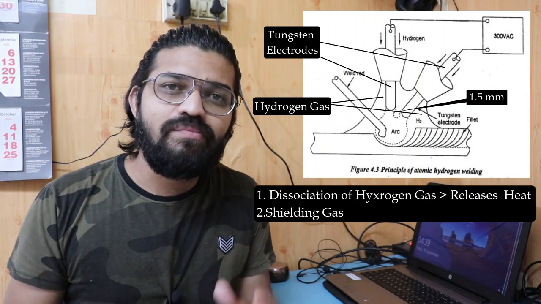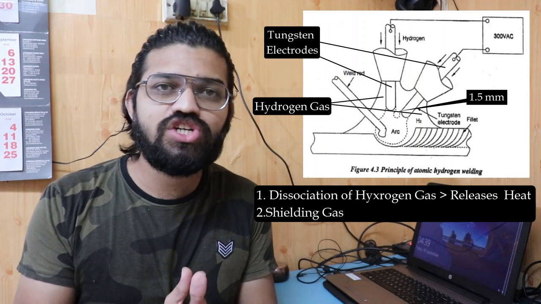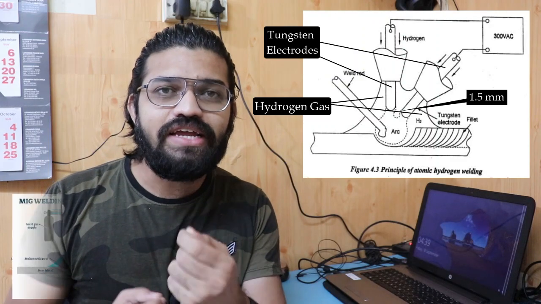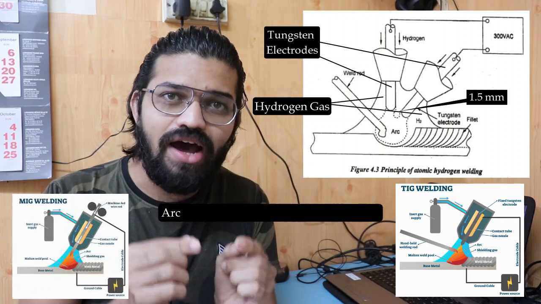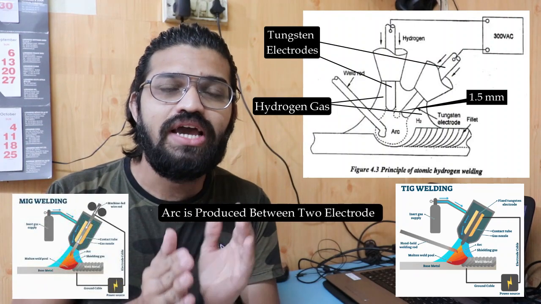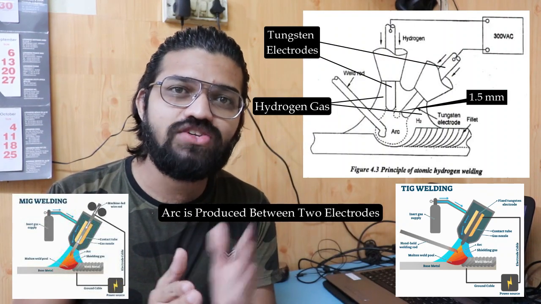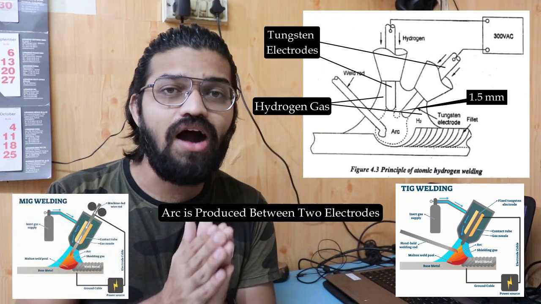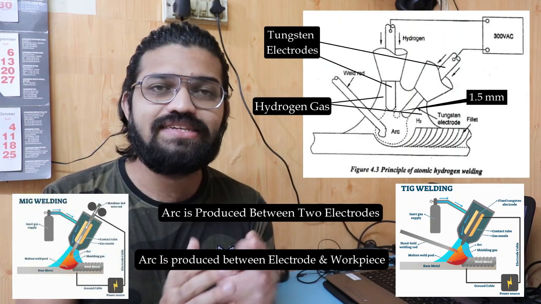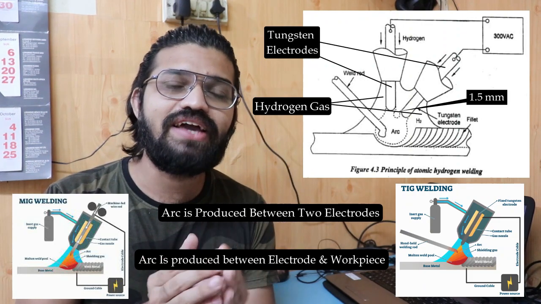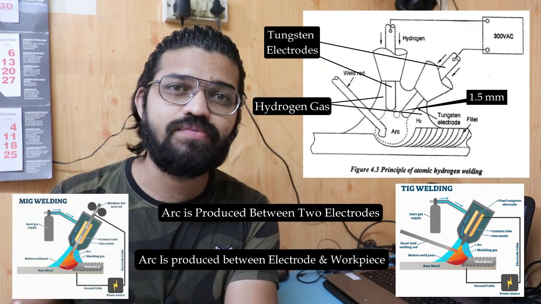Well guys, the main difference between atomic hydrogen welding and metal inert gas welding or tungsten inert gas welding is that here the arc is produced between the two electrodes. In the case of metal inert gas or tungsten inert gas welding, the arc is produced between the workpiece and the electrode. That is the major difference between MIG, TIG and the atomic hydrogen welding process.